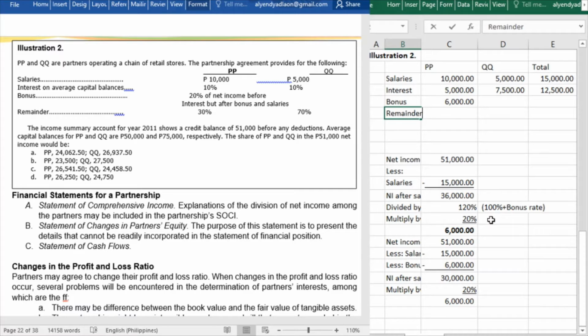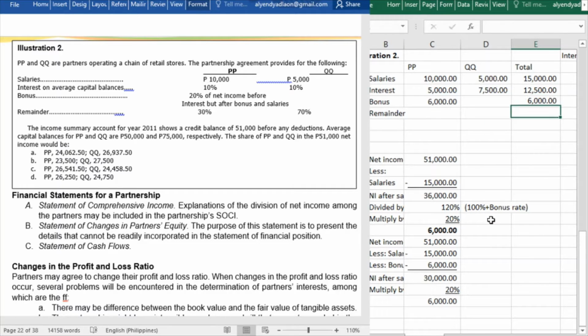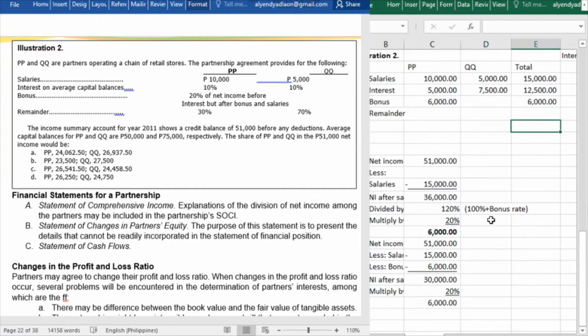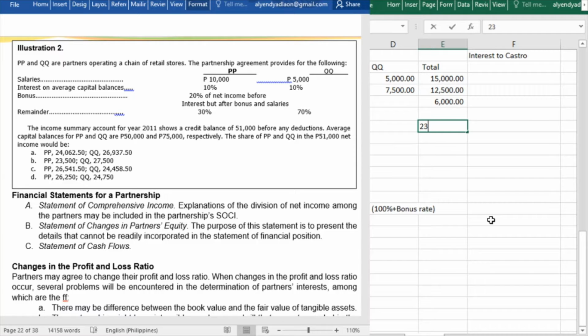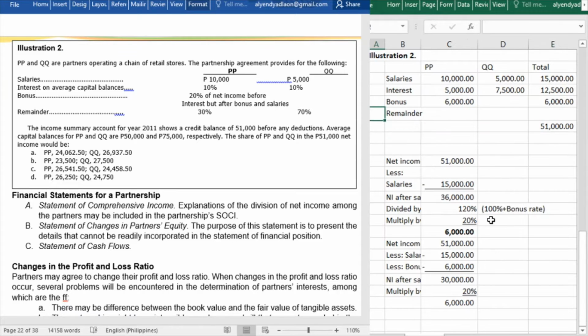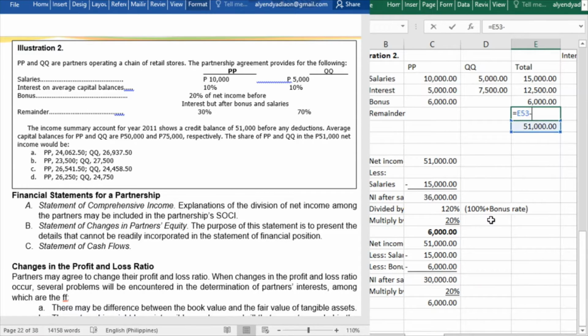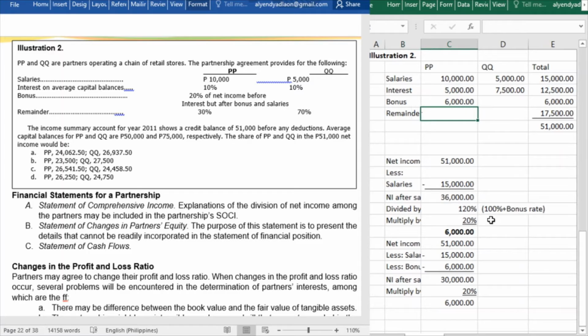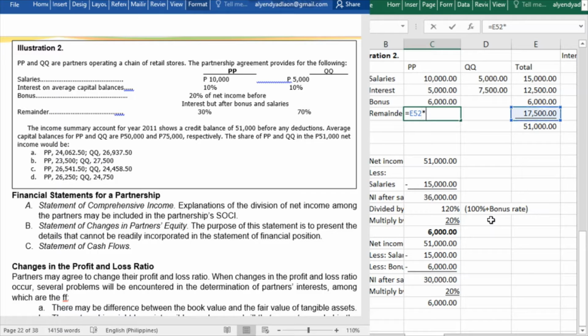Now accordingly, any remainder is to be allocated based on a 30-70 ratio. Let us compute for the remainder. Since we have a net income of 51,000, how much is the remainder in this case? We have 50,000 minus 15 minus 12,500 minus 6,000, that is 17,500. For PP, he has a share of 30%, so 17,500 times 30%. And for QQ, he has a share of 70%, so 17,500 times 70%, that is 12,250.